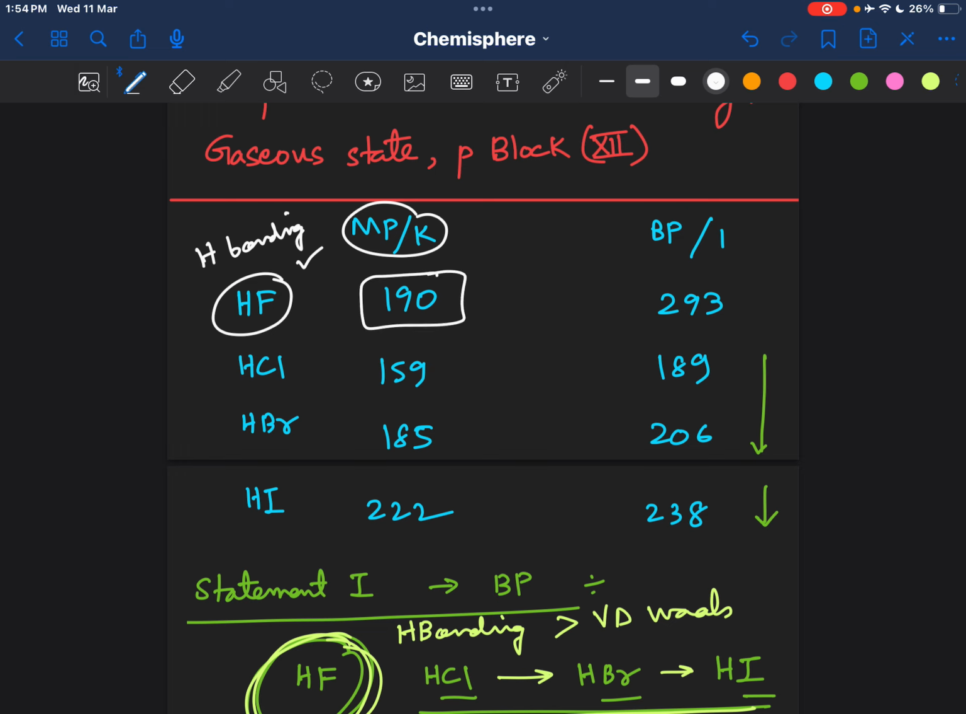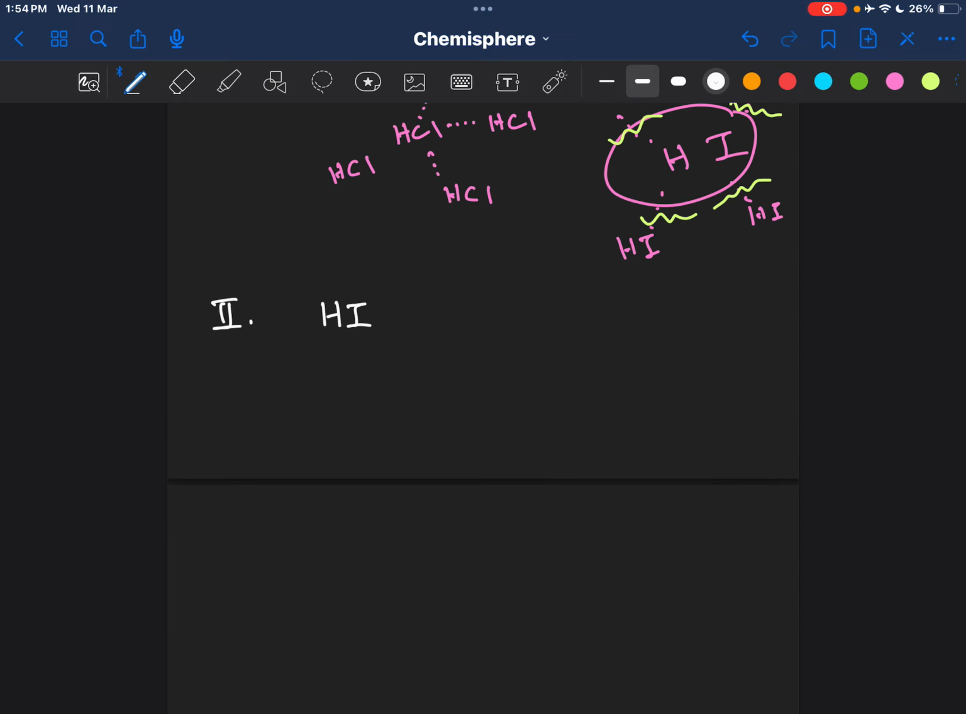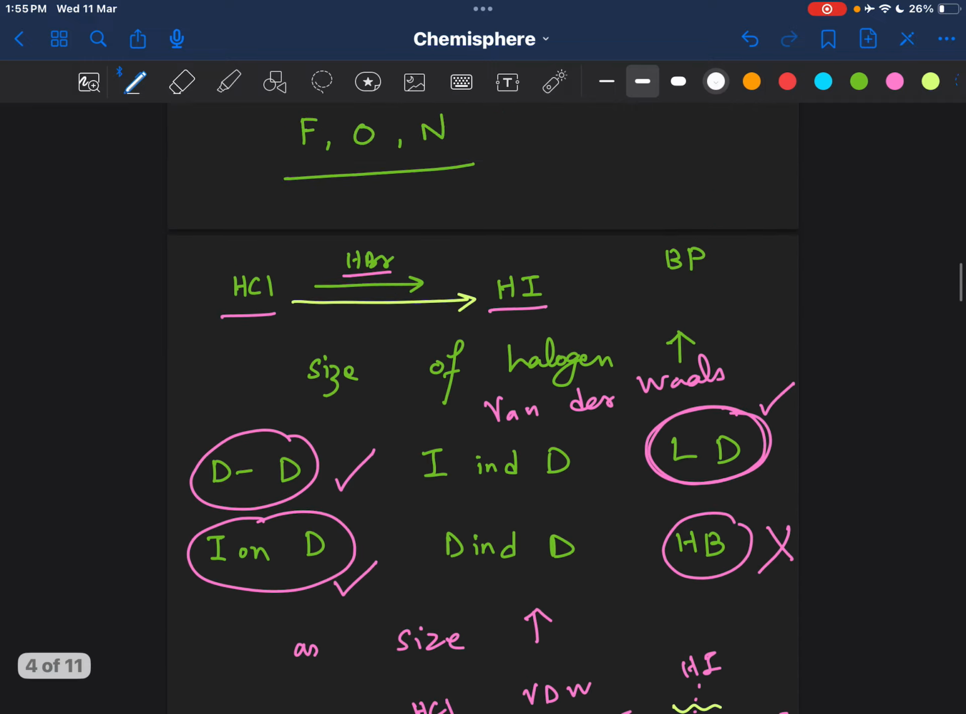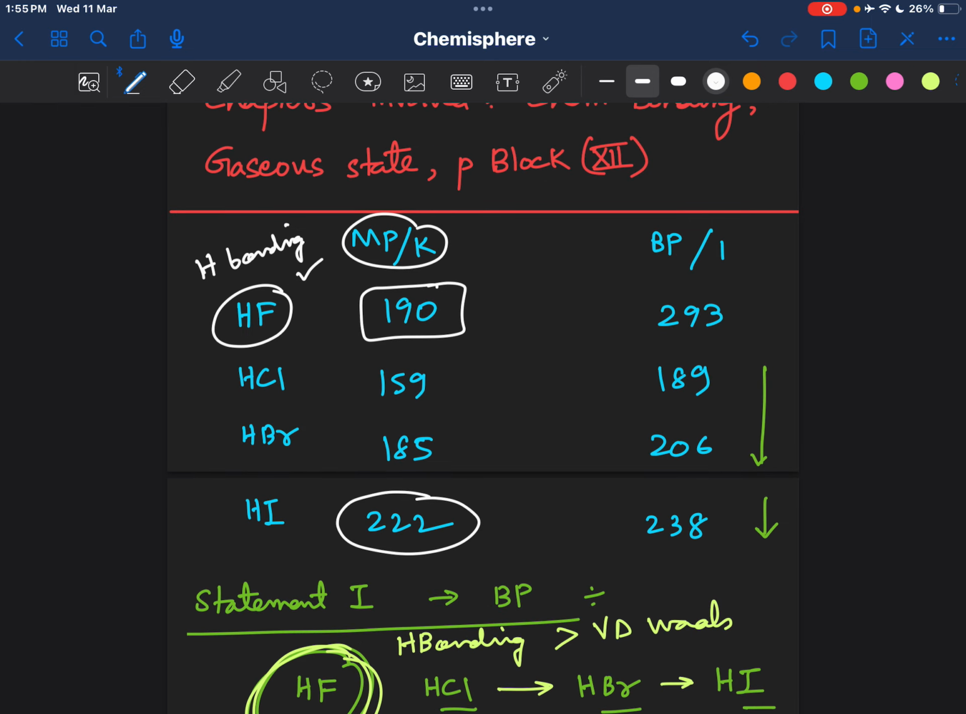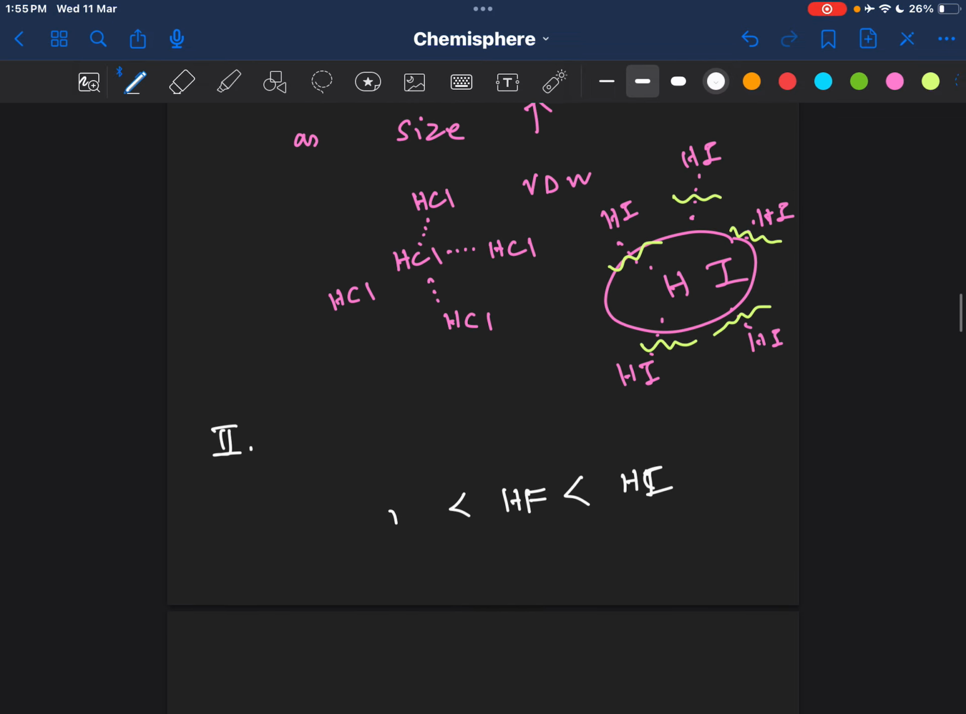But the maximum value is for HI. That is very important. We need to take care of it. So the maximum melting point is for HI, then HF, then HBr, then HCl. So we need to understand why this is the case.